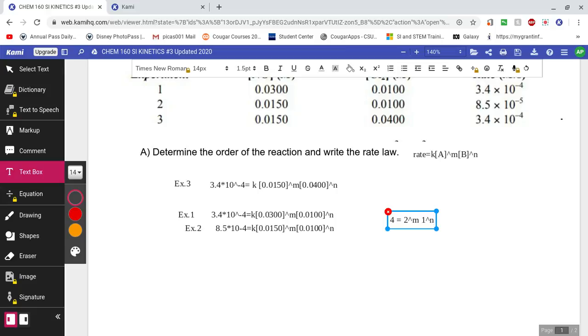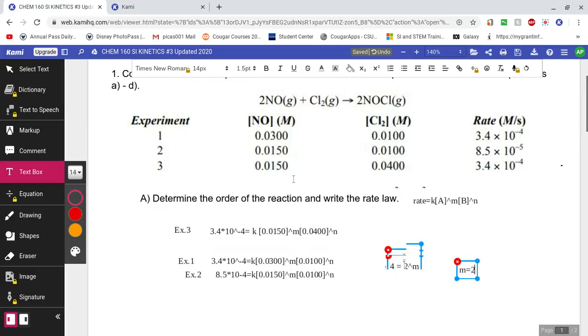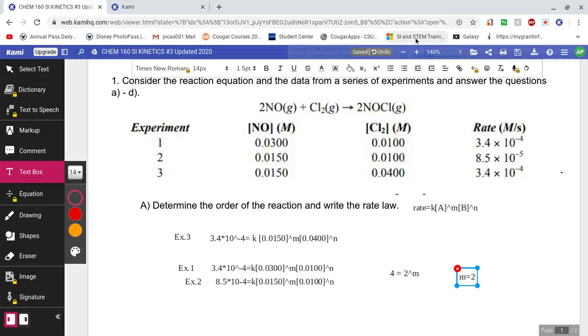So effectively, we've eliminated the variable n because 1 to the power of anything will always be 1. Now we're left with 2 to the power of m is equal to 4. Now, 2 to the power of 2 is equal to 4. So from here, we know that m is equal to 2, because 2 squared is equal to 4. So m is 2. The order of NO is going to be 2.